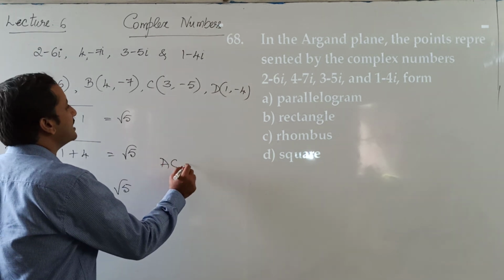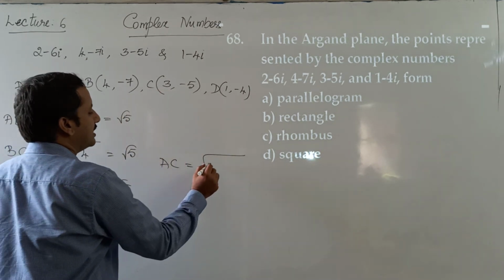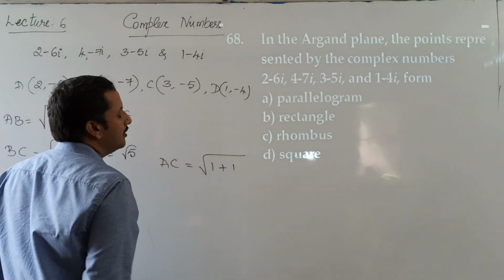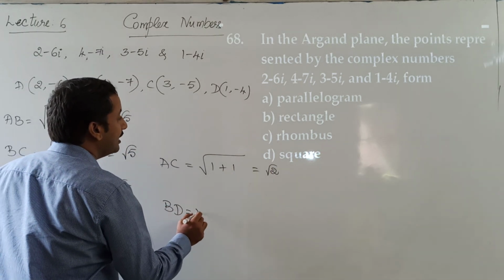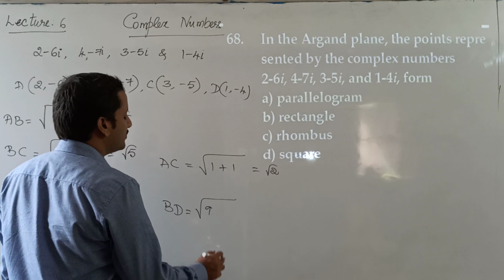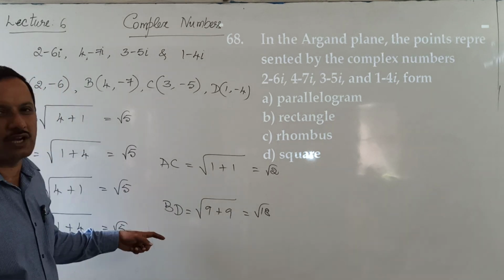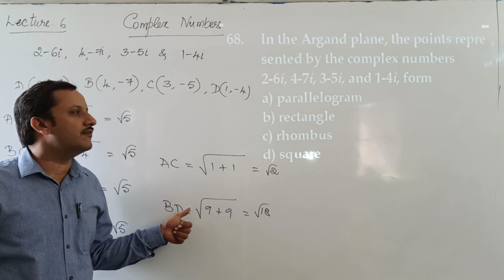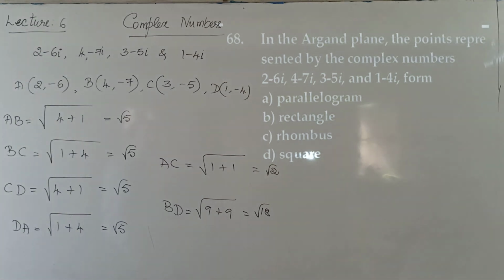So I will find out AC. AC is equal to the square root of 3 minus 2 is 1, 1 square is 1, plus minus 5 plus 6, 1 whole square is 1. This is equal to root 2. Then BD, the other diagonal, is equal to 1 minus 4, minus 3 whole square is 9, plus minus 4 plus 9... So root 18. AC is not equal to BD. All the 4 sides are equal, but the diagonals are not equal. Therefore, they form a rhombus. Okay. Let's go to the next question now.